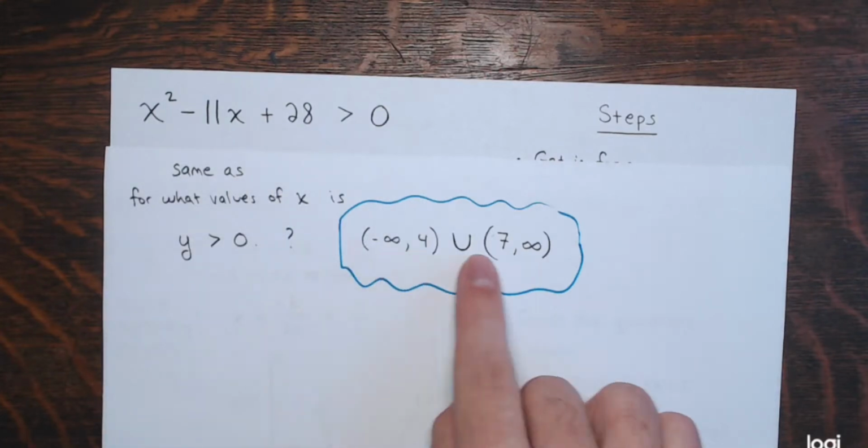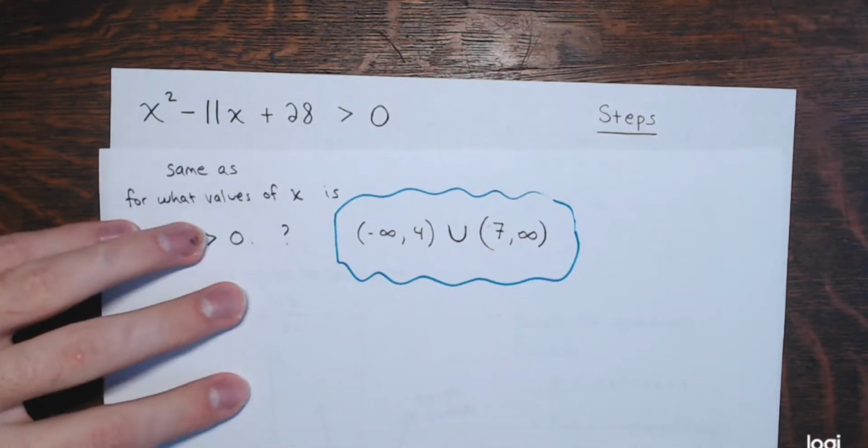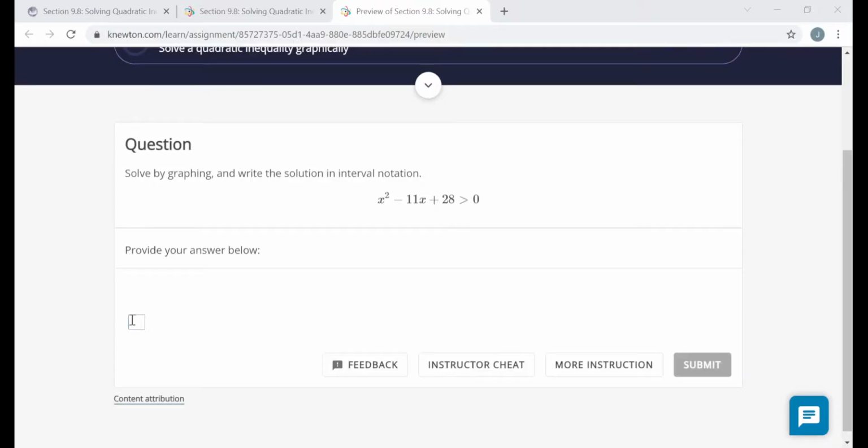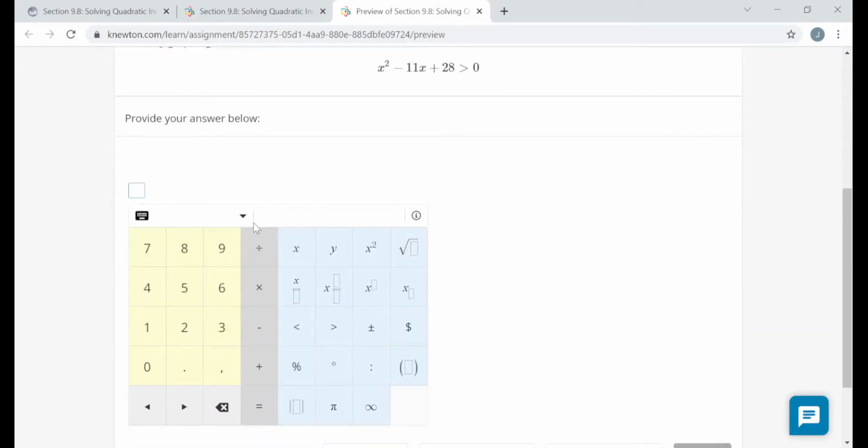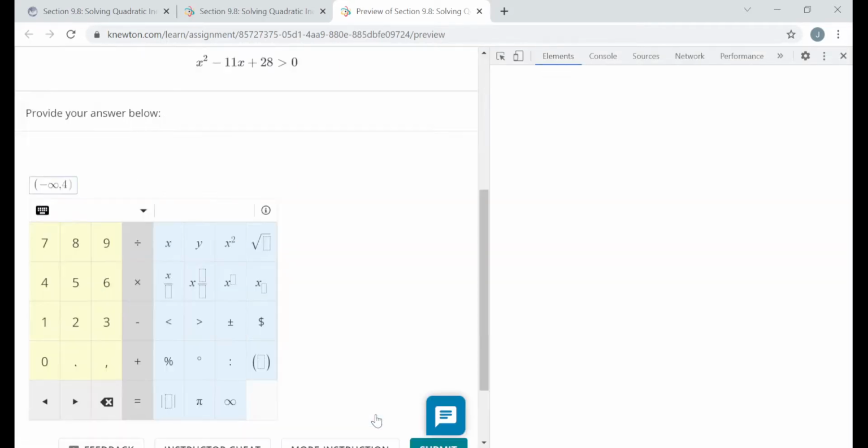And this is what I'm going to enter in the assignment. They want us to enter this solution set in interval notation. So, parentheses, negative infinity up to 4, but not including 4. Oh, what happened there?